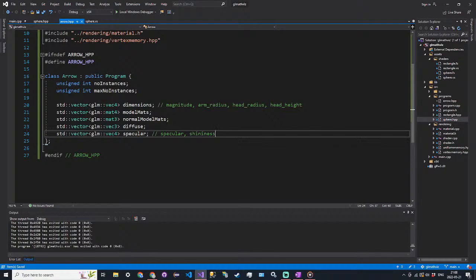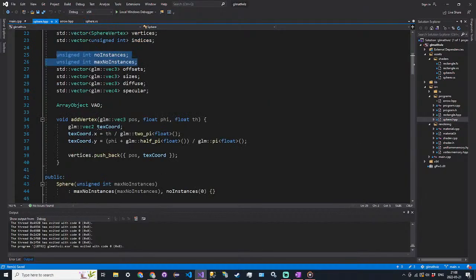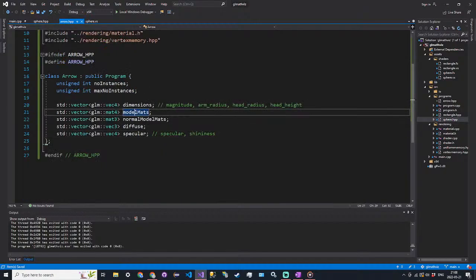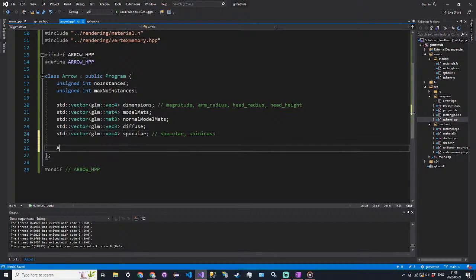Now notice how with the sphere we needed to pass in offsets and sizes. Well, here the offset is packaged into the model matrix. So that offset is just that last column, and once we multiply it by the point, we won't even need to do the plus offset. It will just be packaged in there. So this makes it much easier. And then we also have our array object VAO.